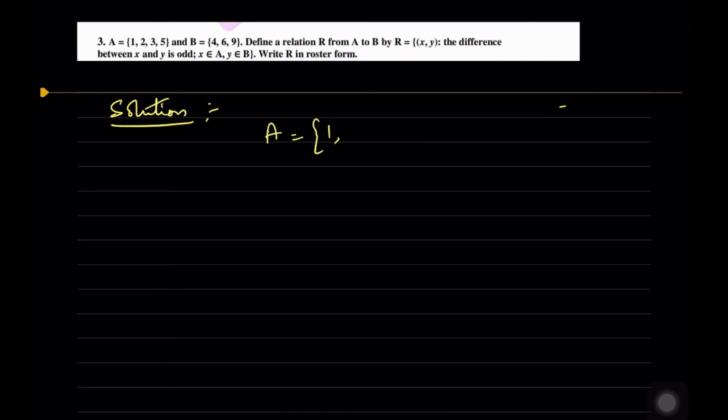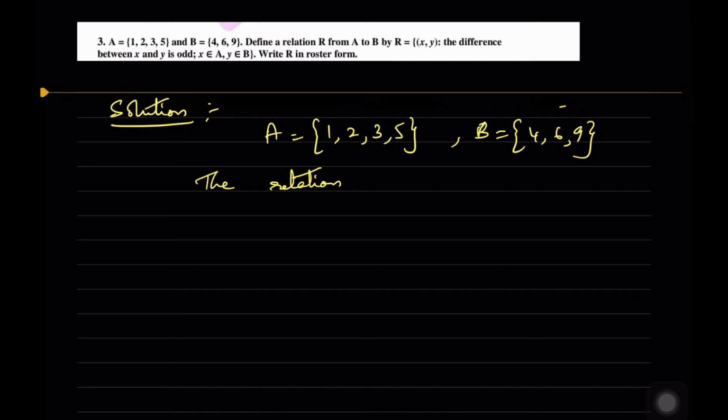Solution: we are given that A is equal to {1, 2, 3, 5} and B is equal to {4, 6, 9}. This is given to us. So now we have to define the relation, which is defined over here. Define a relation R. The definition of that relation is given. We have to write down what it is in roster form.